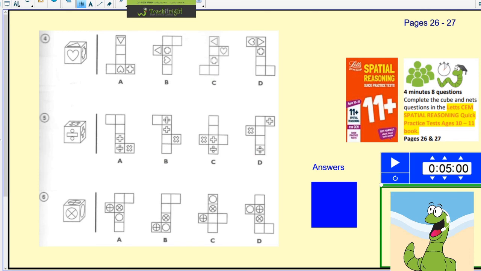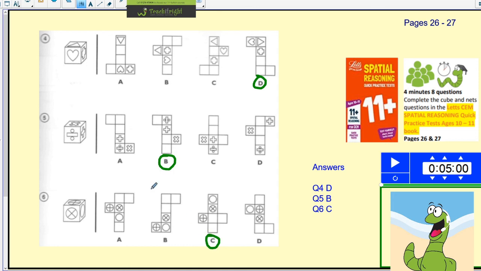Right, question 4, 5, and 6. So let's go through the answers. The answers are D, B, and C. So if I do it now, question 4, why is A incorrect? Well, again, I'm going to just bring this round here to the bottom. And that would now be facing, if I loop that round, it would be facing in this direction.